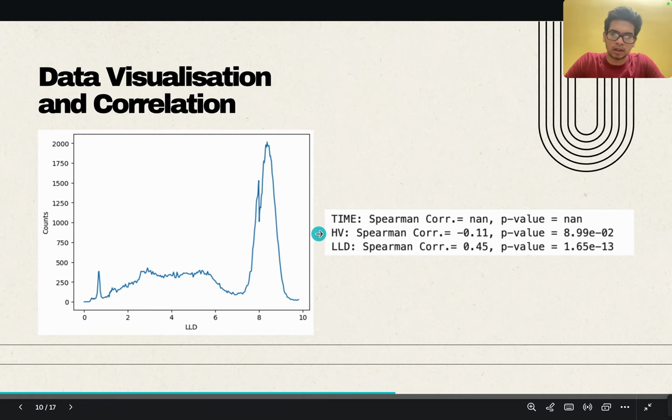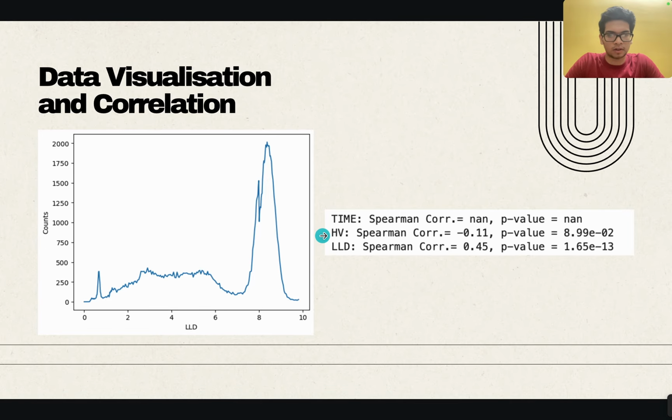The HV here is the high voltage across the photomultiplier tube. We see a Spearman correlation value of minus 0.11, which means that a weak negative correlation was observed, and a p-value of almost 0.09 was observed. So if my p-value is greater than 0.05, it means that the null hypothesis cannot be ignored. There is a good chance that the two input parameters are not statistically correlated to each other.